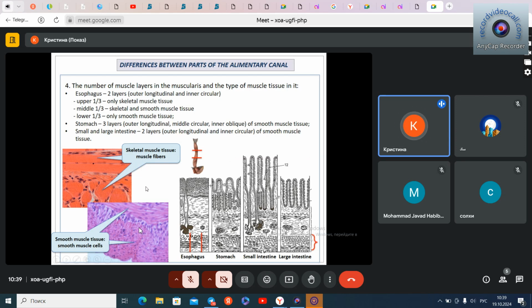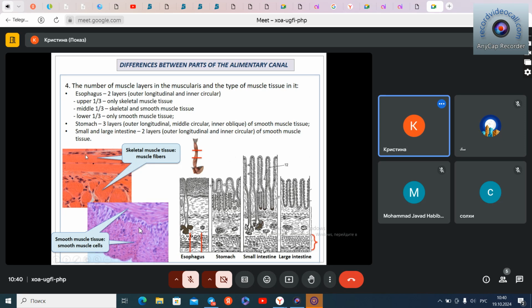In the stomach, we have three layers of smooth muscle tissue: outer longitudinal, then middle circular, and additionally the innermost oblique layer of smooth muscle tissue. Because the stomach is a large muscular organ, it needs a lot of muscles to perform the storage and the propulsion and mixing of the food, so it needs an additional layer of muscle tissue.